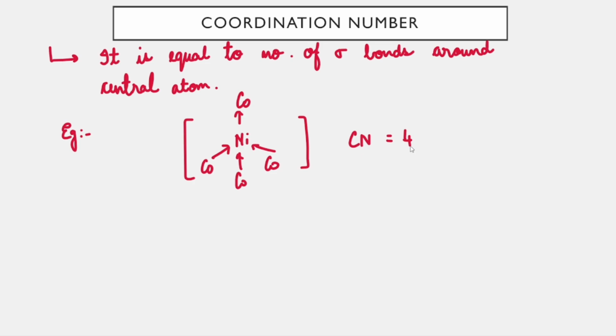Let me now reveal a very easy trick to find the coordination number. The formula for the coordination number is: coordination number equals number of ligands into denticity.